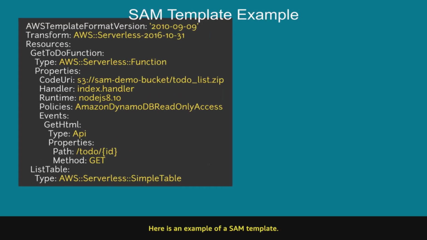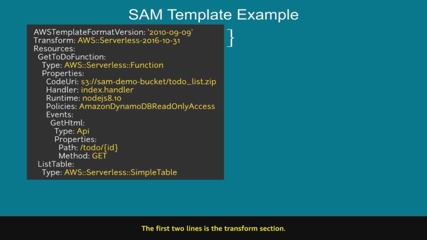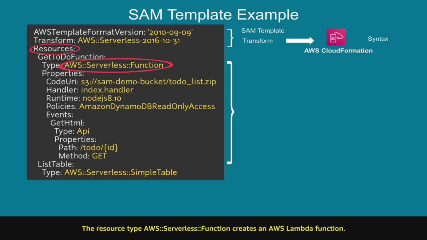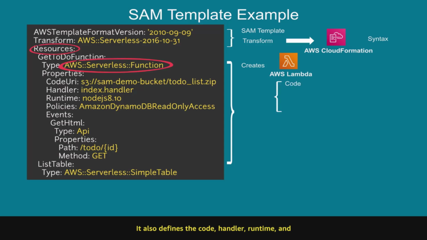Here is an example of a SAM template. The first two lines is the transform section. The second line indicates that it is a SAM template that needs to be transformed to the CloudFormation syntax. The next section defines the resources. The resource type, AWS Serverless Function, creates an AWS Lambda function. It also defines the code, handler, runtime, and execution policy for this Lambda function.